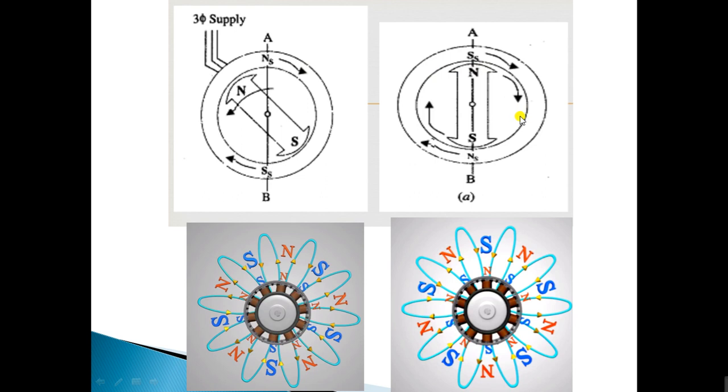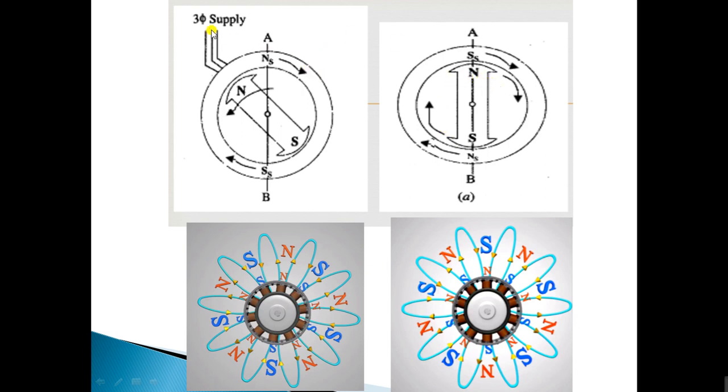When we rotate this rotor by some other external device, if it rotates at the speed of the stator, then only it can rotate, otherwise this rotor cannot rotate. So this is the reason why the synchronous motor is not self starting, right?